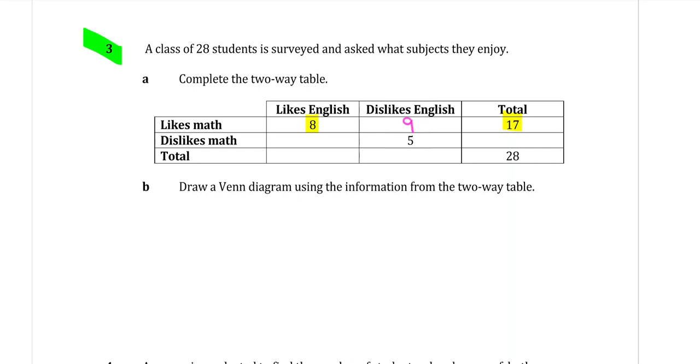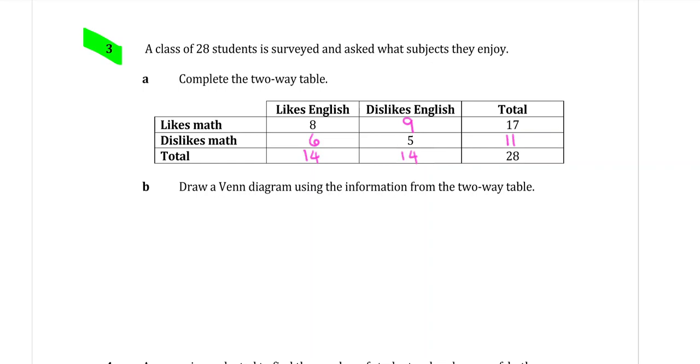I could also do 28 take away 17, which would give me an 11 in there. I could do 11 take away the 5, which would give 6 for this one. And then I could go down the columns. 8 plus 6 is 14. And 9 plus 5 is also 14, and you could double check that 14 and 14 does make 28, so it seems to be working.